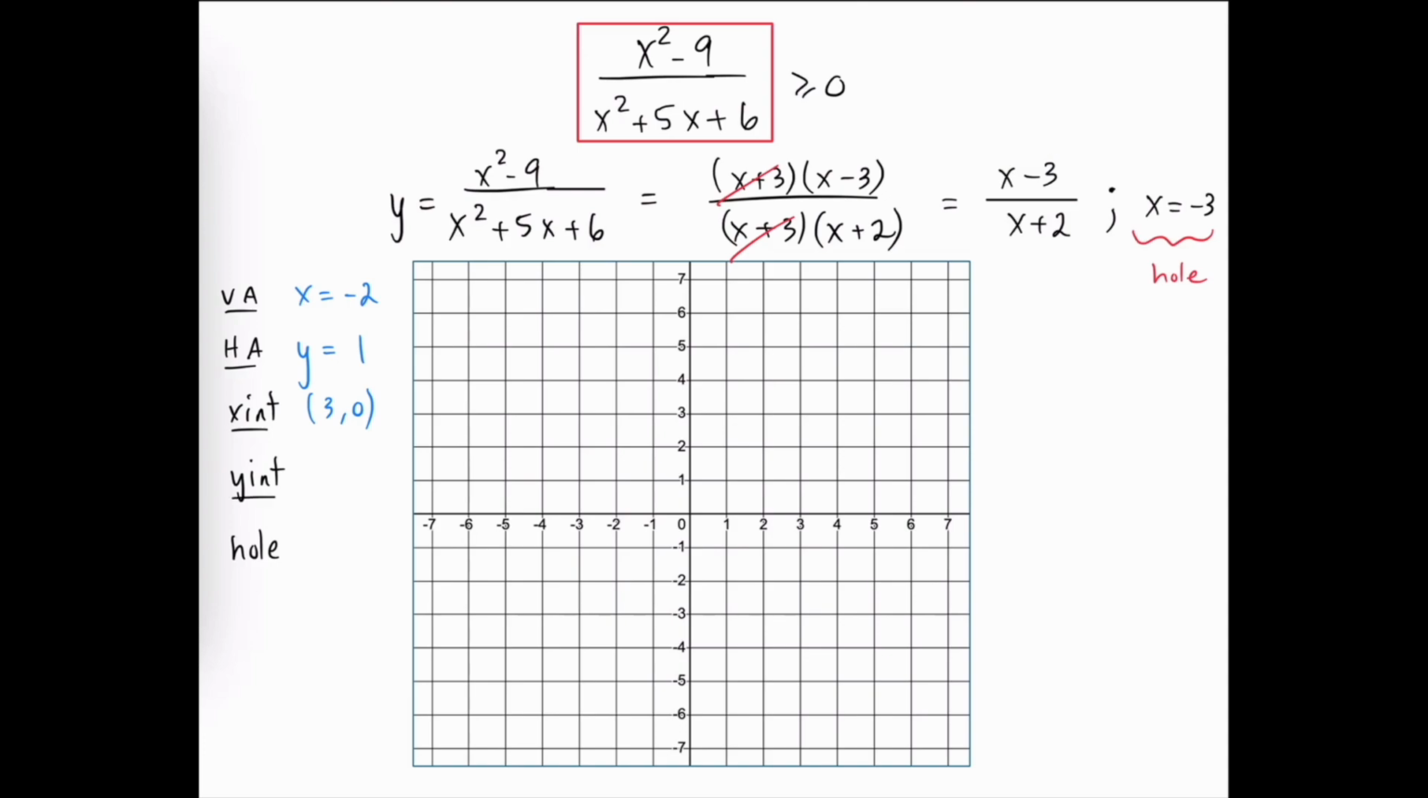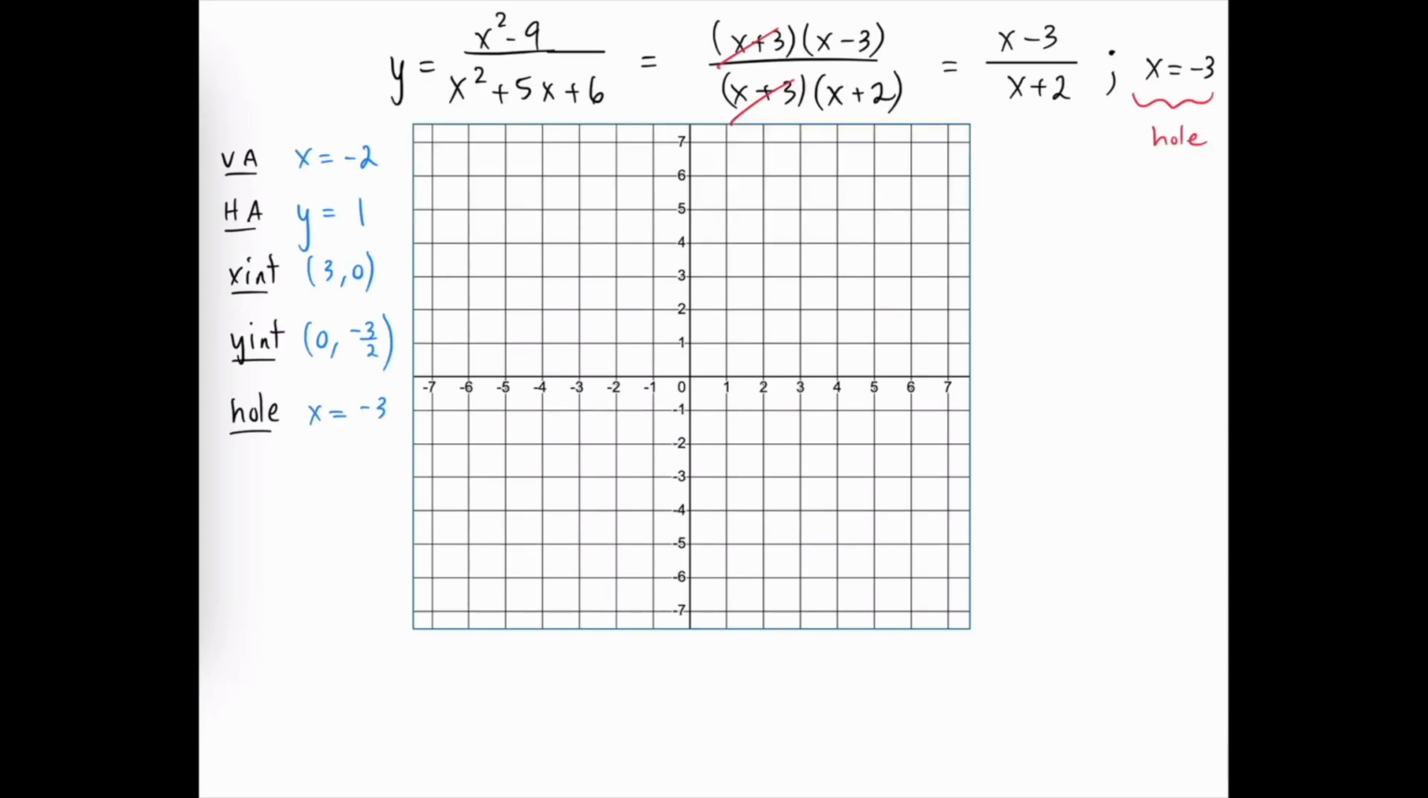The y-intercept occurs when the x-coordinate is 0, so when we plug 0 in for x here, we're going to get negative 3 over 2, which is negative 3 halves. And again, we said that the hole occurs at x is equal to negative 3. So let's sketch this rational function starting with the asymptotes. We have a vertical asymptote at x is equal to negative 2, a horizontal asymptote at y is equal to 1, an x-intercept at (3, 0).